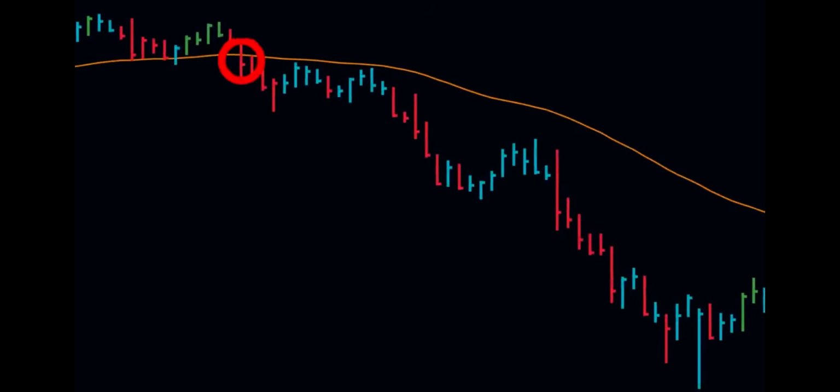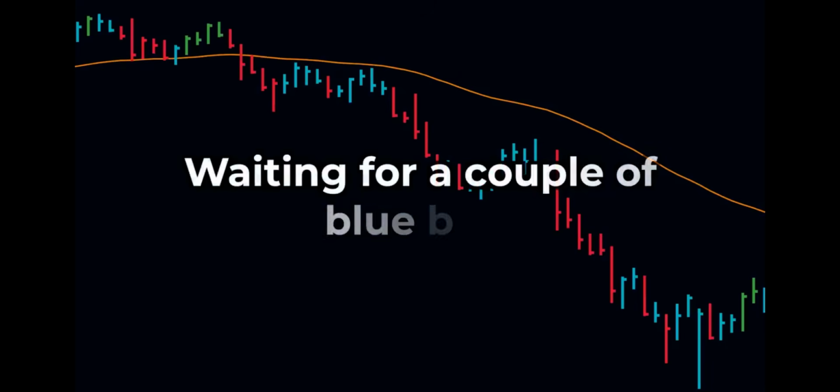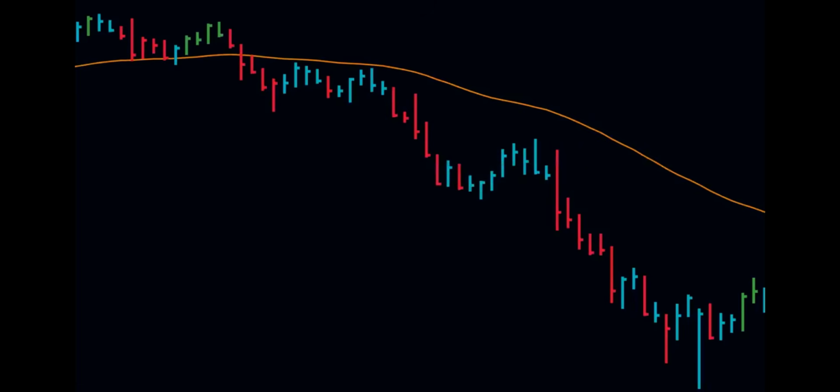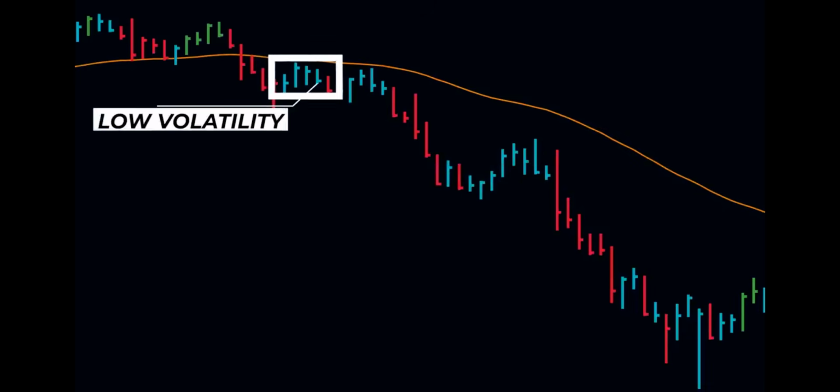Here on this chart, we see that the price broke the 50 EMA and started trading below it. So, we will identify this as a downtrend. In a downtrend, we will be looking for sell trades. Now, we will wait for a set of blue bars to appear. In this particular example, we see these 4 blue bars and we identify this area as a low volatility area.